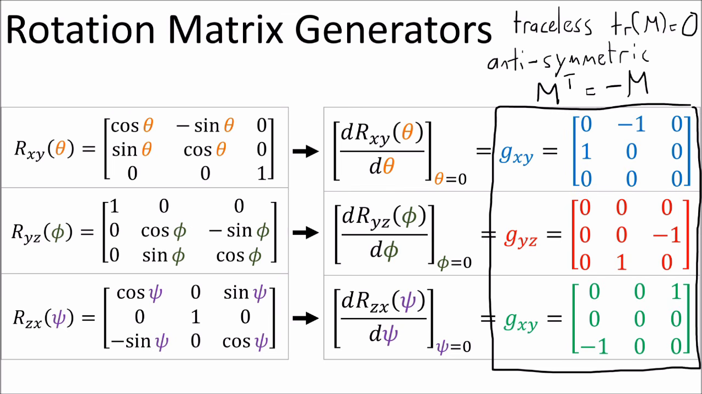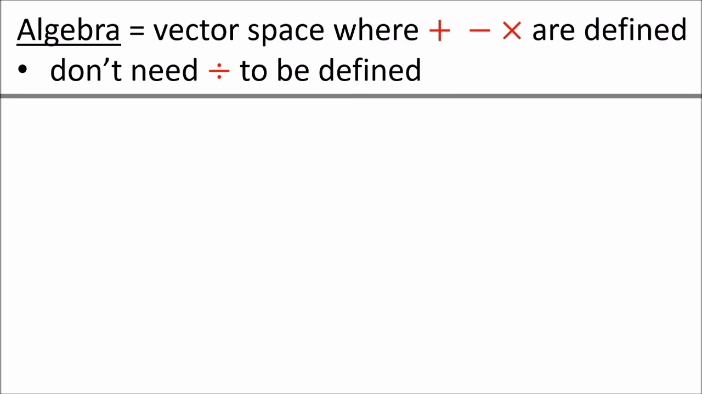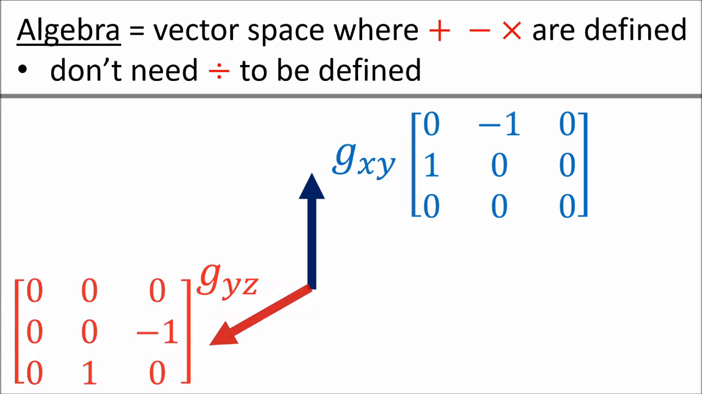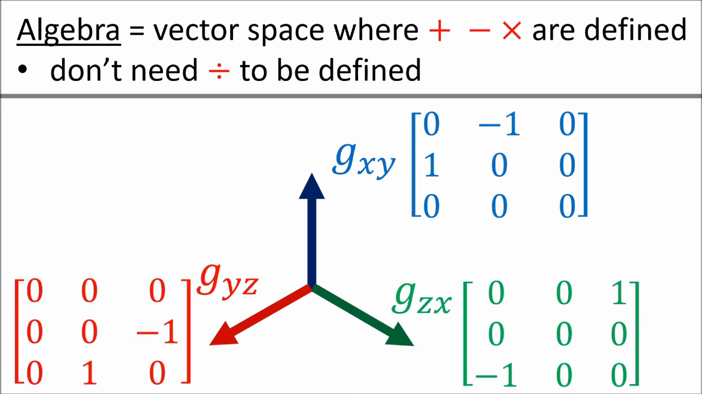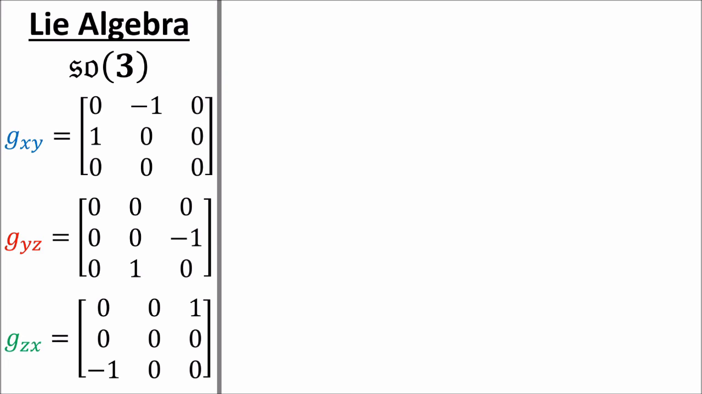Now, I said earlier that these generator matrices are members of a Lie algebra, specifically the Lie algebra SO3. But what does that mean exactly? Remember, an algebra is basically a vector space where addition, subtraction, and multiplication between vectors is defined. We can loosely think of these generator matrices as being like vectors. Just as we can add and subtract vectors to get more vectors, we can also add and subtract generator matrices to get more generator matrices.